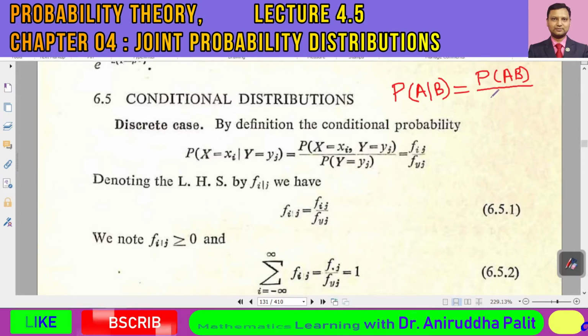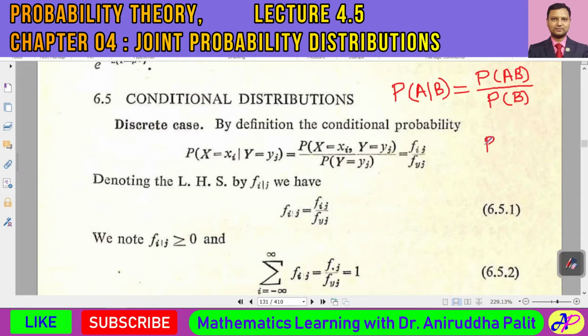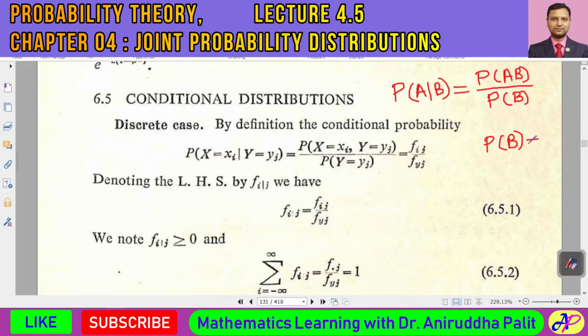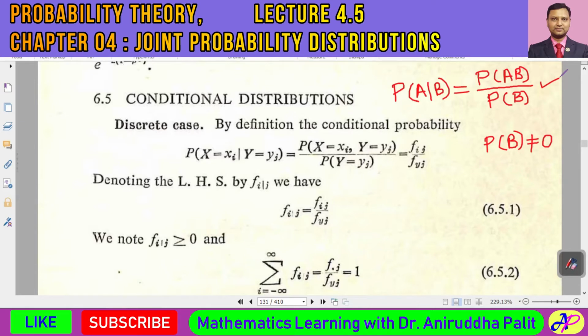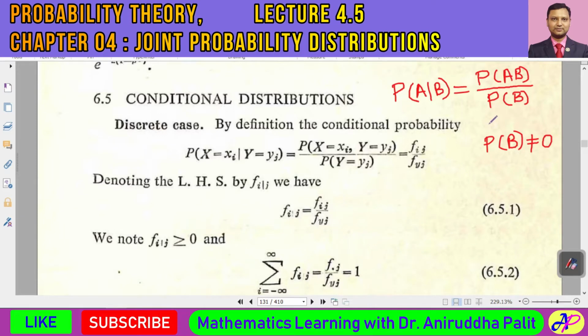Probability of AB divided by probability of B, provided of course that probability of B is not equal to 0. That means this second event B should be a possible event. It would not be an impossible event. If by chance B is an impossible event, in that case this definition is not true at all, or you can say the definition of conditional probability does not exist. So this idea of conditional probability exists only when probability of B is not equal to 0.